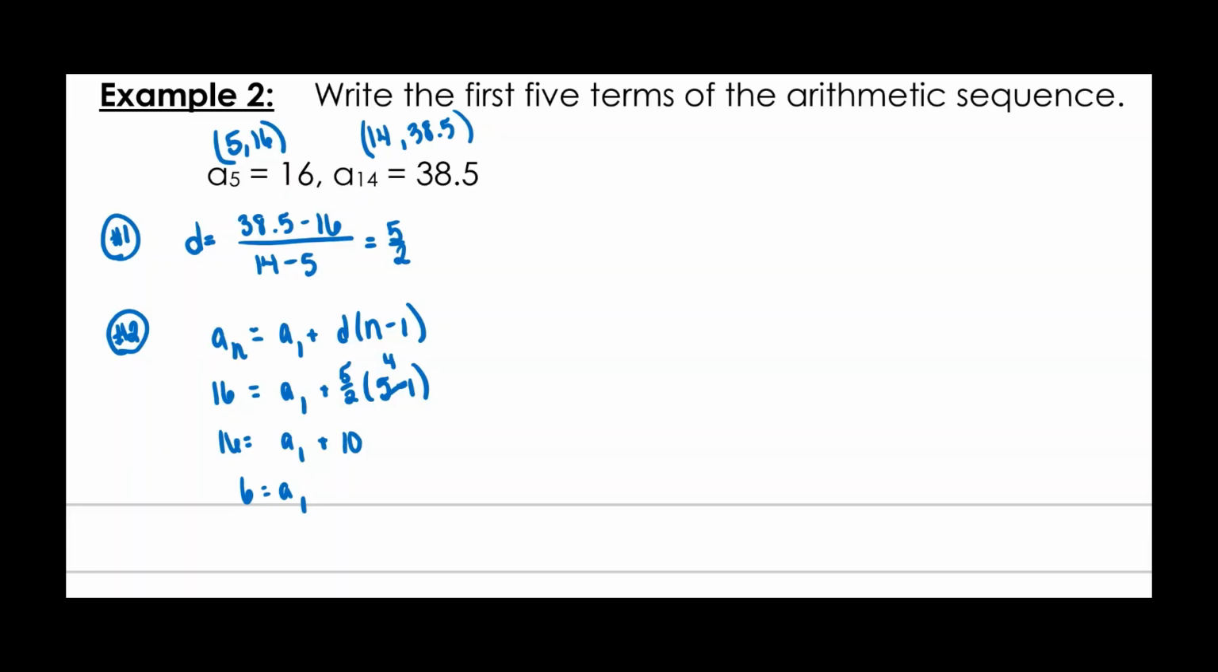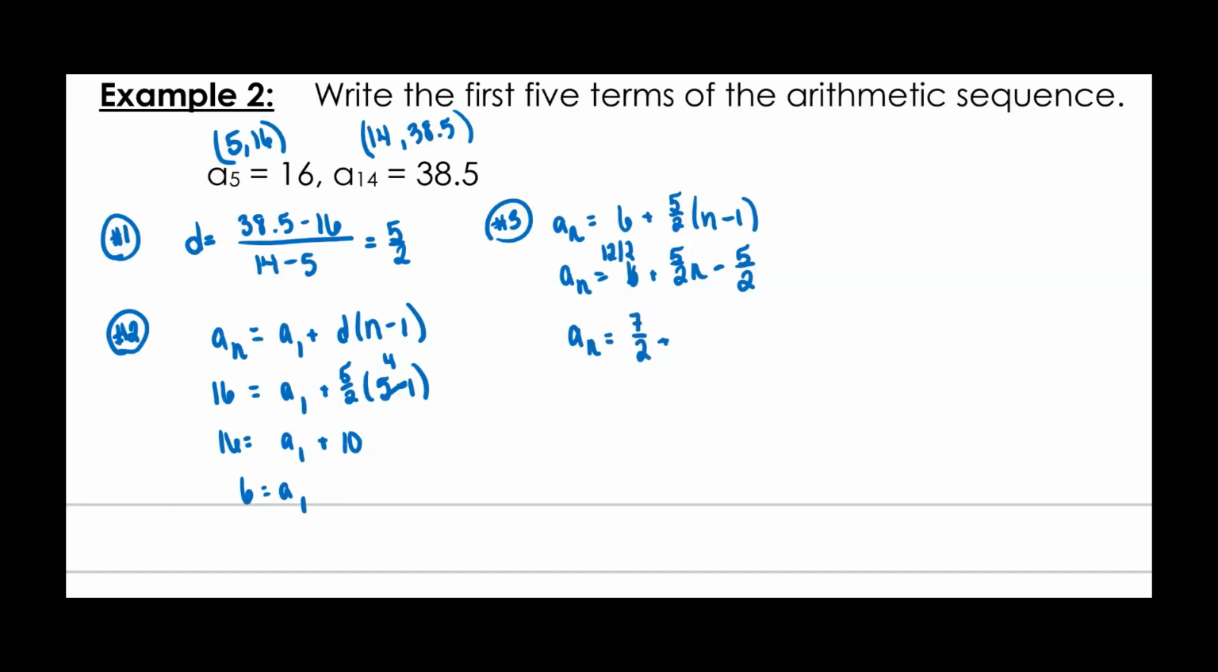And now I can proceed with my explicit formula. So my explicit formula, a sub n is equal to a sub 1, which is 6, plus d, which I just found to be 5 halves, times quantity n minus 1. So my explicit formula here is 5 halves n minus 5 halves. And so we would get a sub n is equal to 7 halves plus 5 halves n.